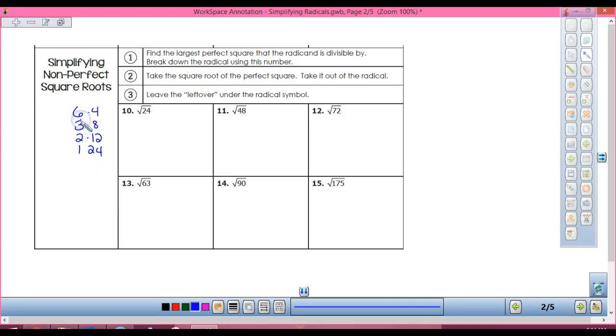Okay, 4 is my only perfect square in this list, right? If you look at that list of perfect squares that we did at the top of our page, 4 is my only perfect square right now. So I'm going to write this in terms of 2 different squares. For me, I always write the perfect square first. It just helps me. So I'm going to write this as the square root of 4 times the square root of 6.